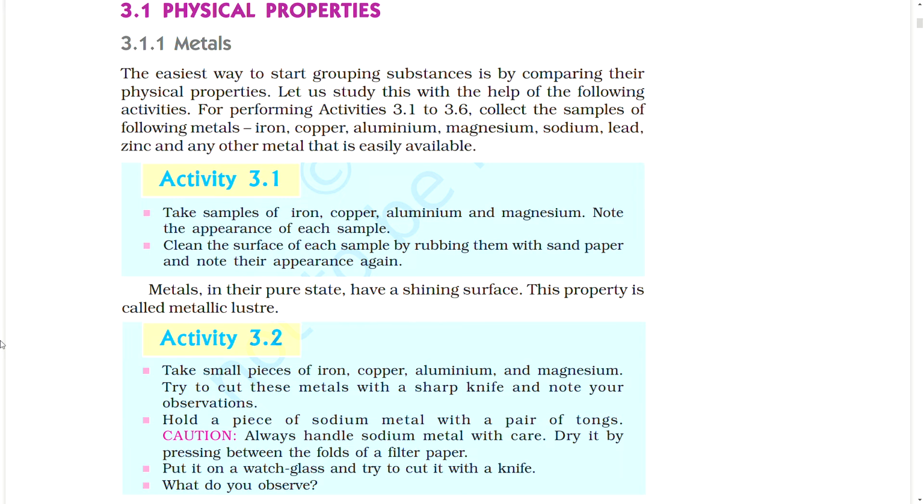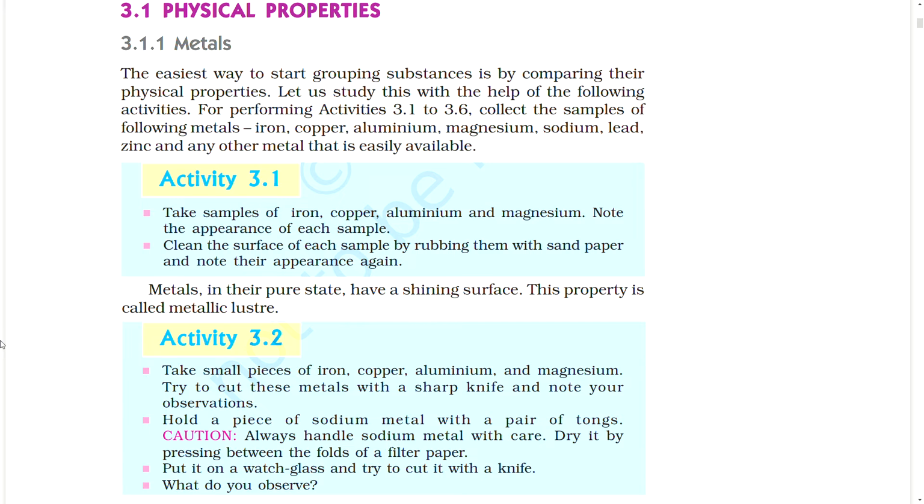Physical properties. Metals. The easiest way to start grouping substances is by comparing their physical properties. Let us study this with the help of the following activities. For performing activities 3.1 to 3.6, collect samples of the following metals: iron, copper, aluminium, magnesium, sodium, lead, zinc, and any other metal that is easily available.